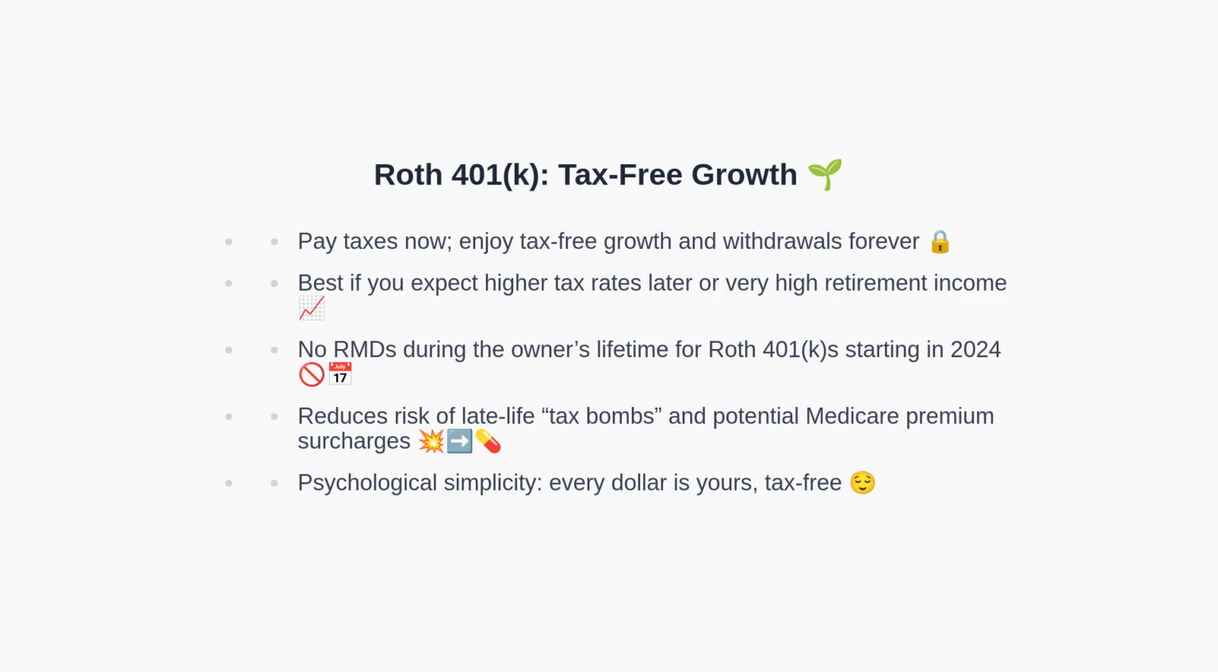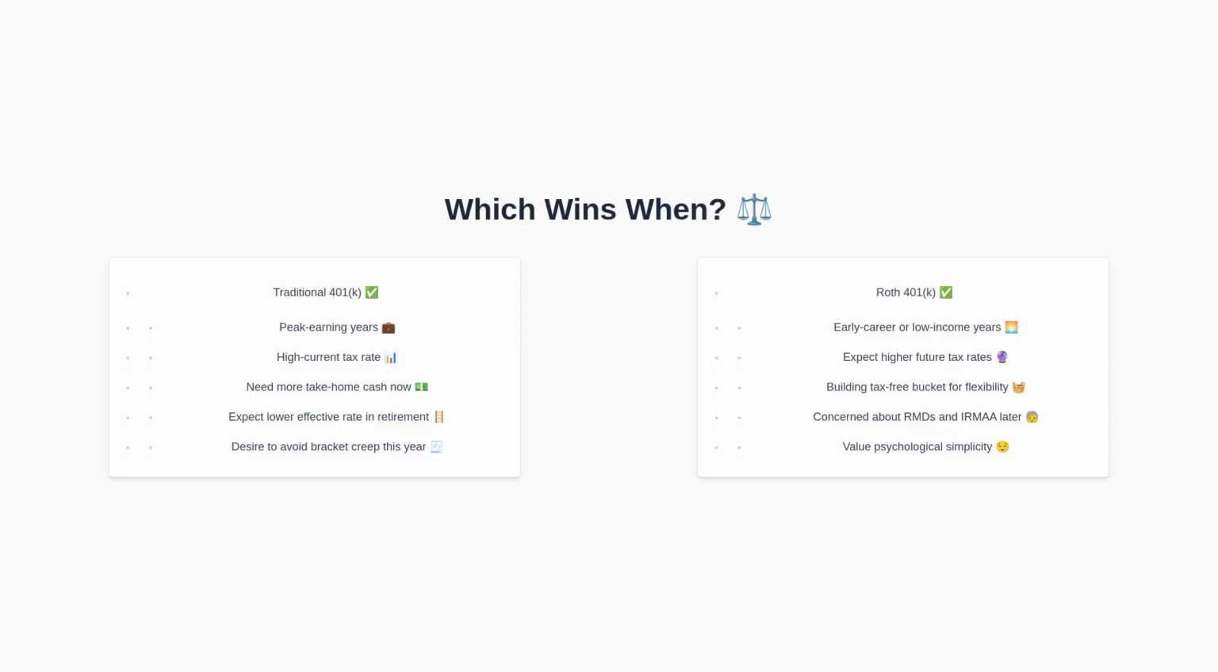With both accounts understood, let's compare them side by side. Here is the practical comparison. Traditional 401k tends to win in peak earning years when your current tax rate is high, when you want to preserve more take-home pay, and when you expect your retirement effective tax rate to be lower. It can also prevent bracket creep in the current year.